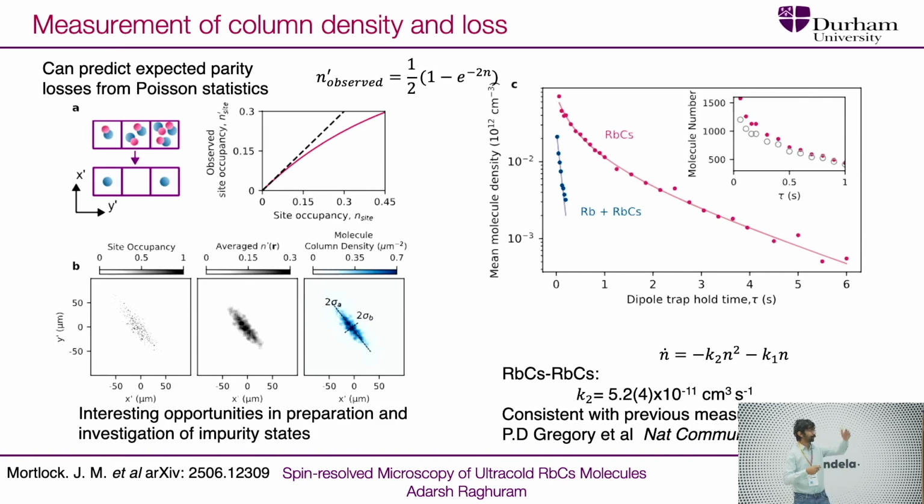which makes this a very interesting platform to prepare impurity states and put them in a bath of a different state and investigate their collisional properties. The first measurements we've done of just the rubidium-cesium loss rate are consistent with previous measurements of the same in our group.